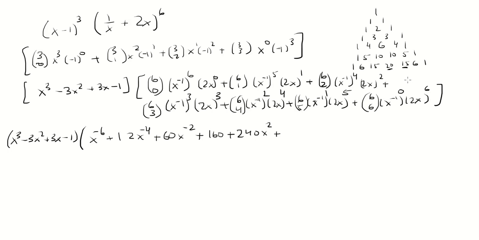6 choose 5 is 1. I'm sorry, 6 choose 5 is 6 times 2 to the fifth. 2 to the fifth is 32. 32 times 6 is 192. And then this will be x to the fourth plus, and then 6 choose 6 is 1. X to negative 1 to the 0 is 1. 2 to the sixth is 64. X to the sixth.